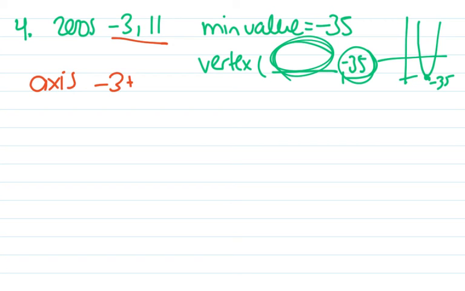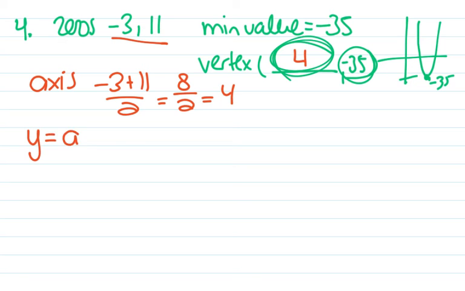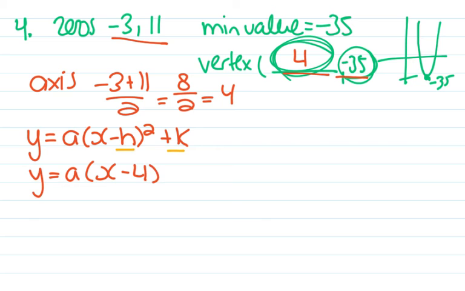So negative 3 plus 11 divided by 2. Negative 3 plus 11 is 8. Divided by 2 is 4. So this number is 4. My vertex is 4 comma negative 35. So I'm going to start in vertex form this time. y equals a(x minus h) squared plus k. Now I know the vertex is h and k, so I can plug that in here. So I have y equals a(x minus 4) squared minus 35.